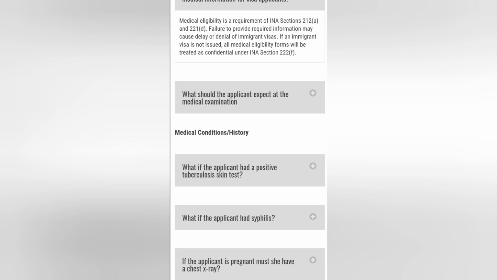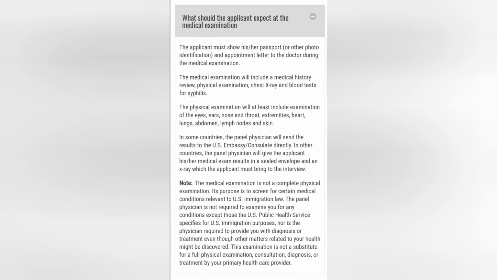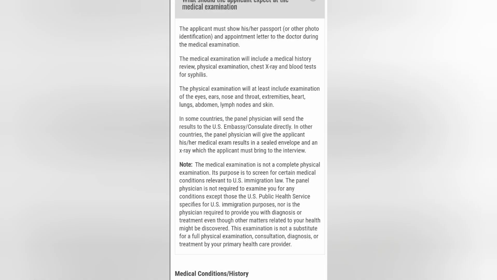The next question is, what should the applicant expect at the medical examination? The applicant must show the following. Medical examination will include medical history review, physical examination, chest x-rays, and blood tests for syphilis. This is a communicable disease of public health significance. Remember, take note of that, communicable disease of public health significance. This is basically what they really check for.